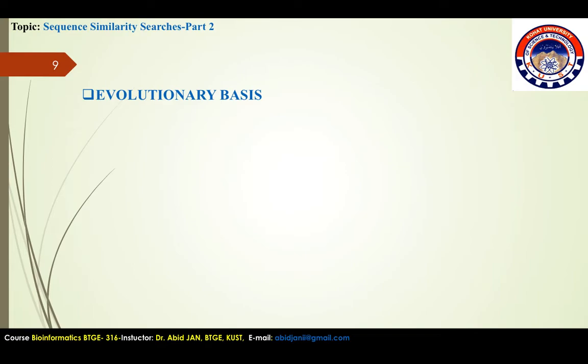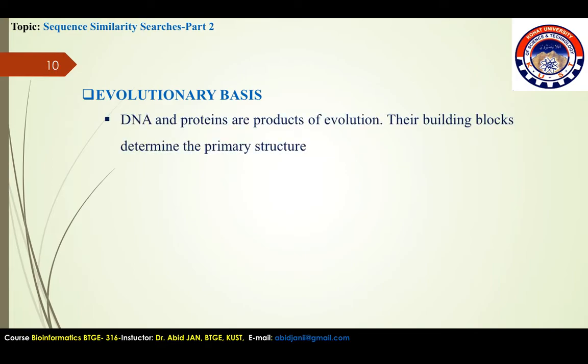Evolutionary basis. DNA and proteins are products of evolution. The building blocks, nucleotides and amino acids, of these biological macromolecules determine the primary structure of these molecules. These molecules, nucleic acids and proteins, can be considered as molecular fossils that encode the history of millions of years of evolution. During this time period, the molecular sequences undergo random changes, some of which are selected during the process of evolution.